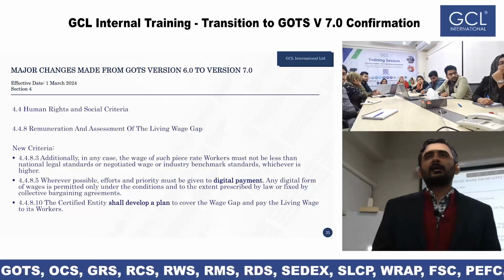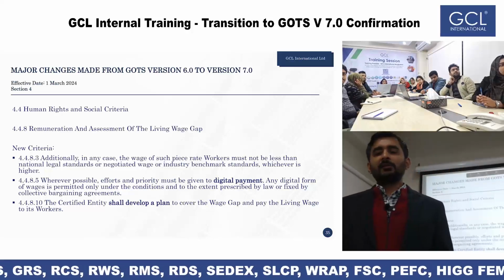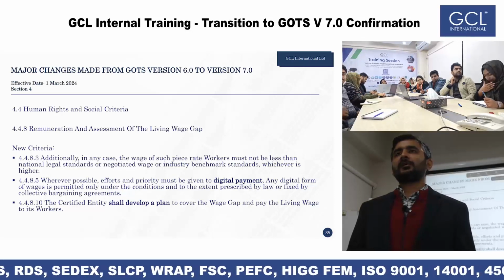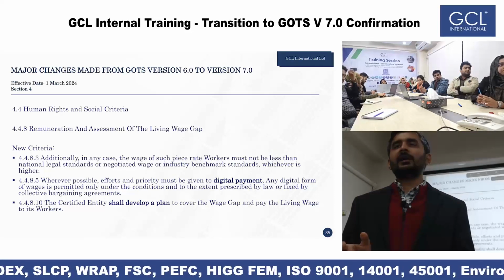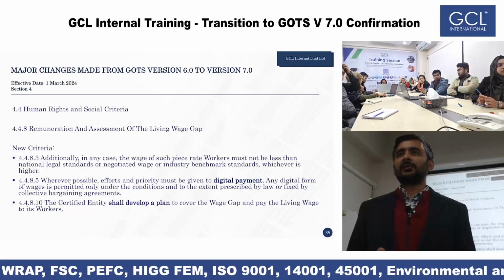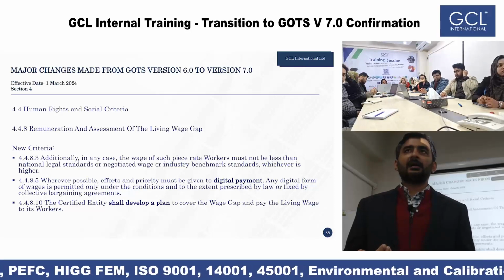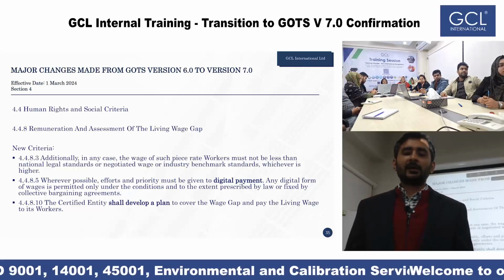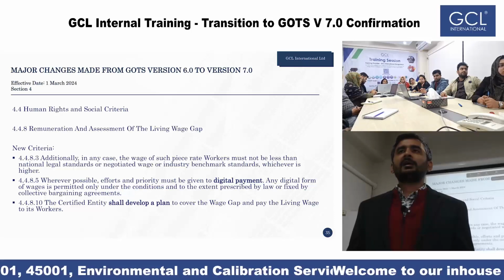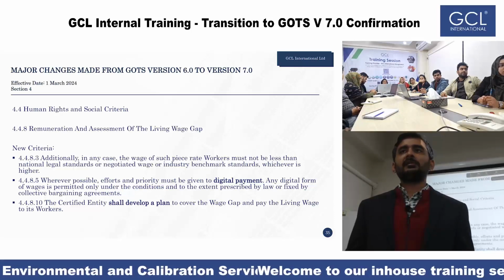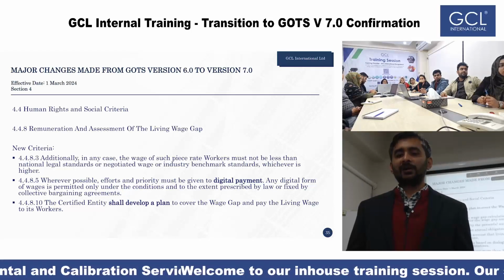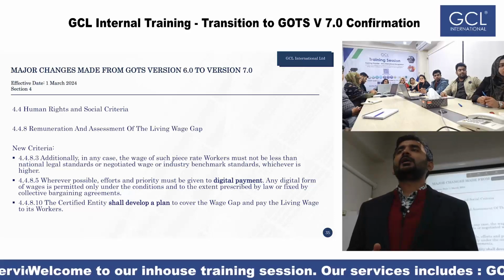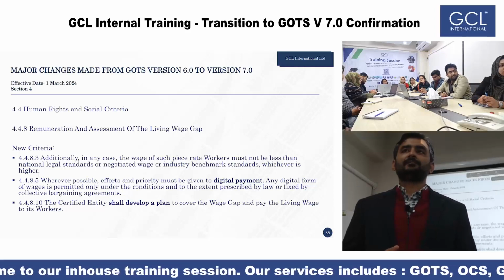So under wages benefit or the remuneration, there is an additional requirement GOTS has added. In the previous version, the requirement was that the facility only had to calculate the living wages and the gap of living wage. The requirement was only up to that. Now the facility needs to calculate the living wage as well as the living wages gap, and they shall have a proper plan in place to meet the living wages gap.